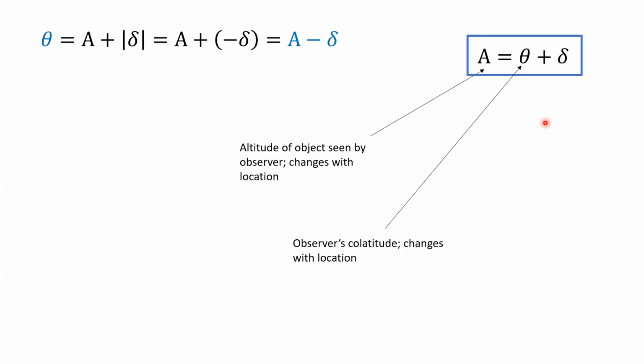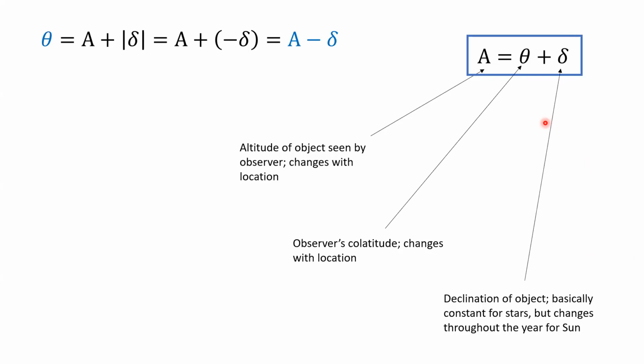Colatitude tells you how close you are to the North Pole. If your colatitude is 1 degree, you've only walked 1 degree down from the North Pole. Your latitude would be 89 degrees. This is the one that basically doesn't change for stars. It takes a long time for the declination of a star to change because they're so far away. The sun, on the other hand, is moving up, and it's moving above and then below the celestial equator every year. And so its declination is constantly changing.